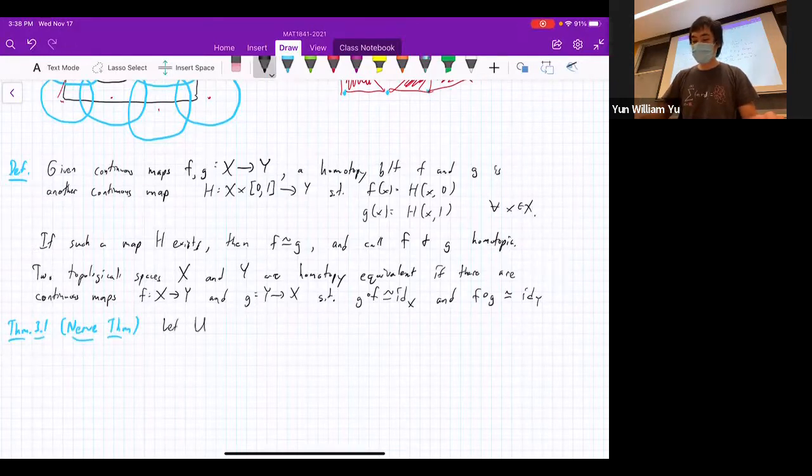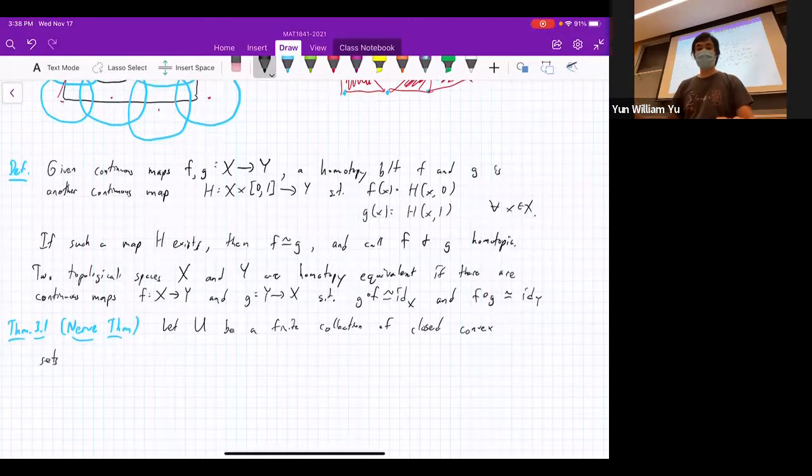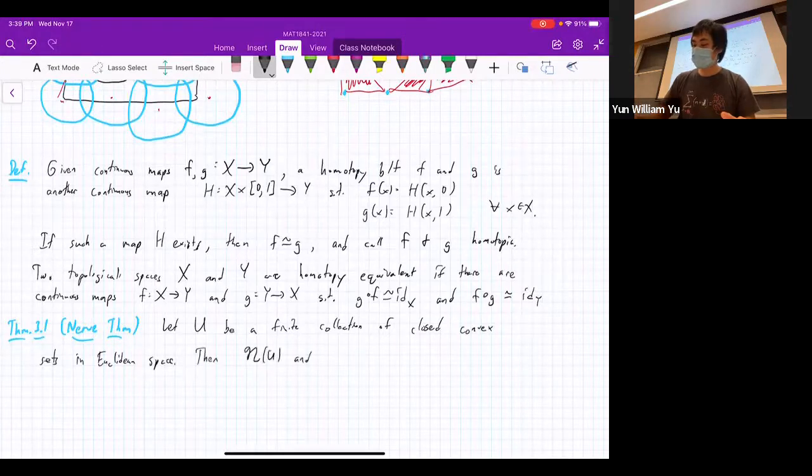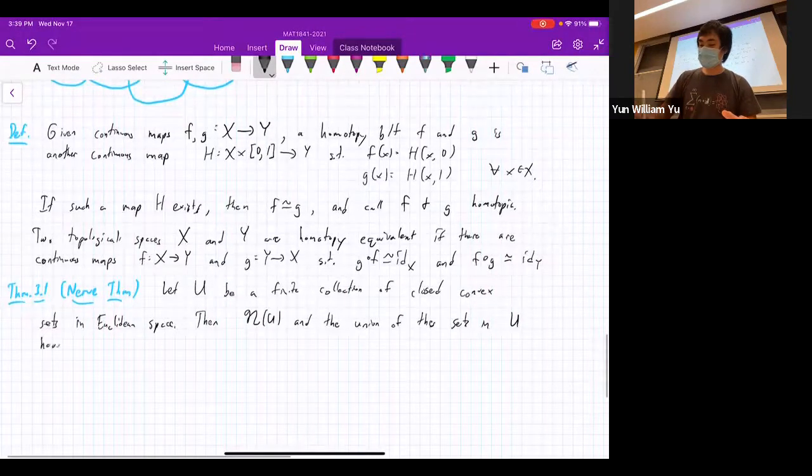Which is that, let U be a finite collection of closed convex sets. So closed and convex are both quite important here, in a Euclidean space. Then the nerve of U and the union of the sets in U have the same homotopy type.